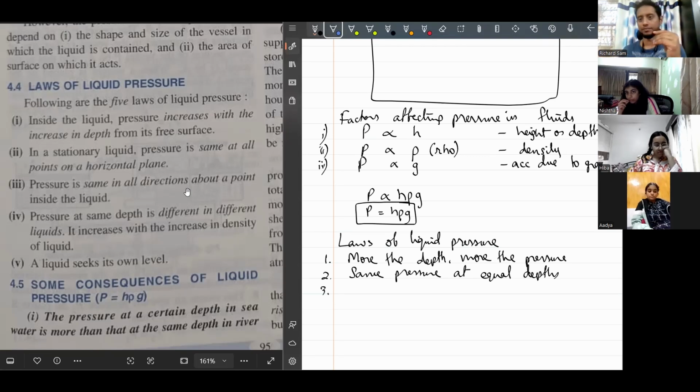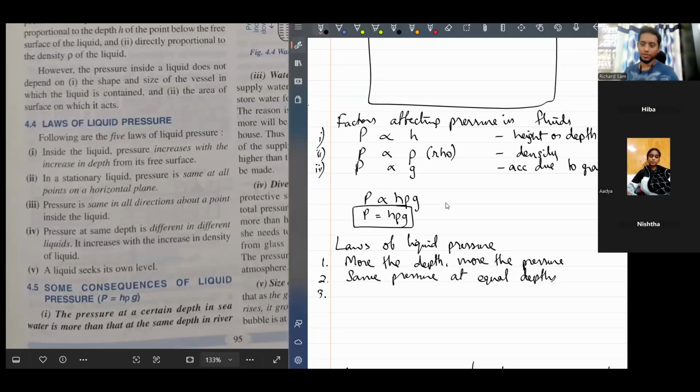Okay, rejoin the meeting. Right. Yeah, turning cameras on. Hiba and Nishta.